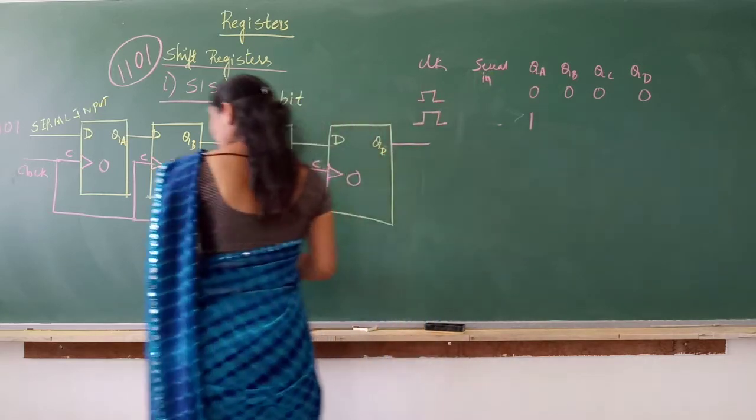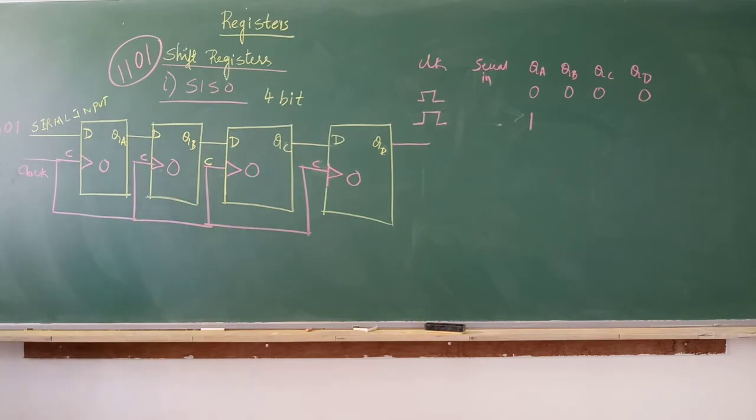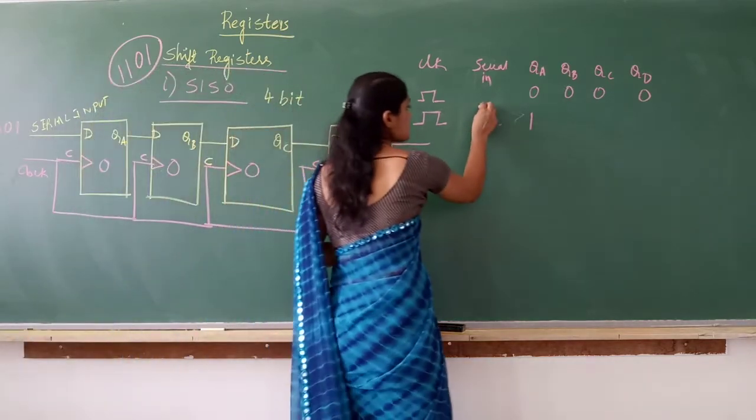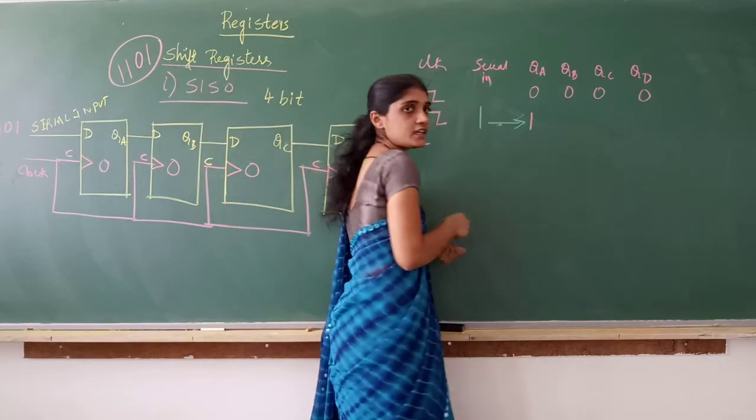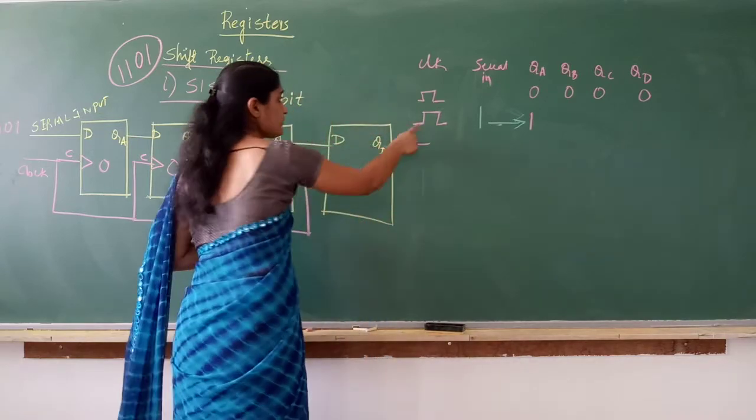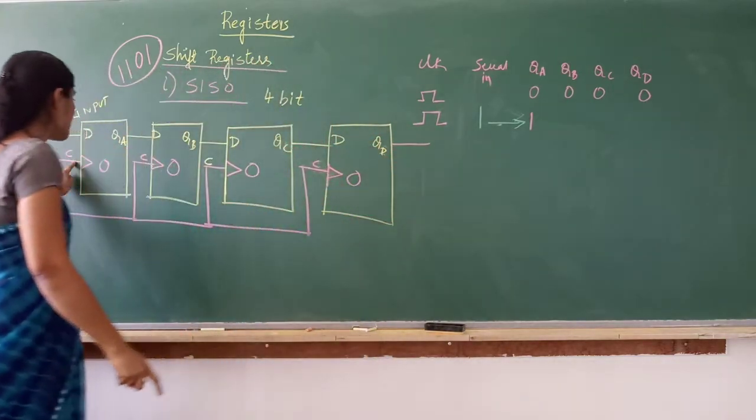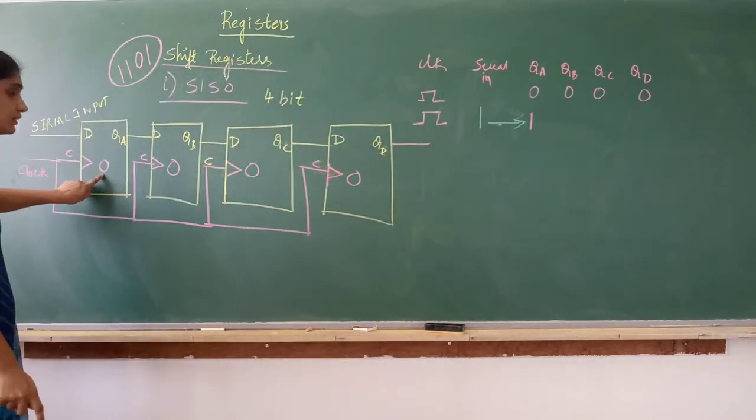Okay, so I have given 1, right? So what is the input? 1. So this 1 is entered here, because you have given a clock pulse. So when you give the clock, this 1 will come here.